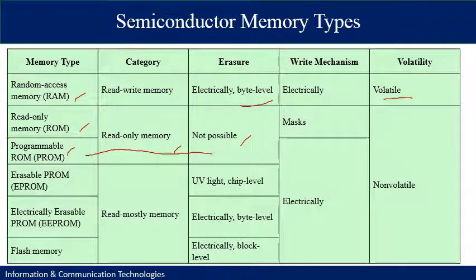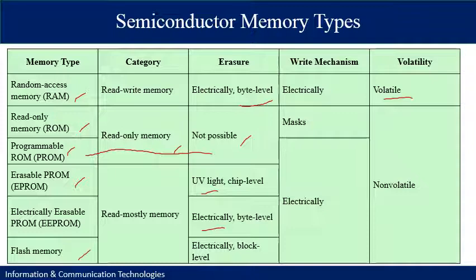Another variant of the ROM is erasable programmable read-only memory. As the name suggests, it is read-only memory, or read-mostly memory, but you can write to it as well because it is erasable. You can use ultraviolet light to erase the memory, and it can be done at the chip level. You can also use electricity to erase the memory, and that variant is called EEPROM. Again, you can do it only at the byte level for this type of ROM.